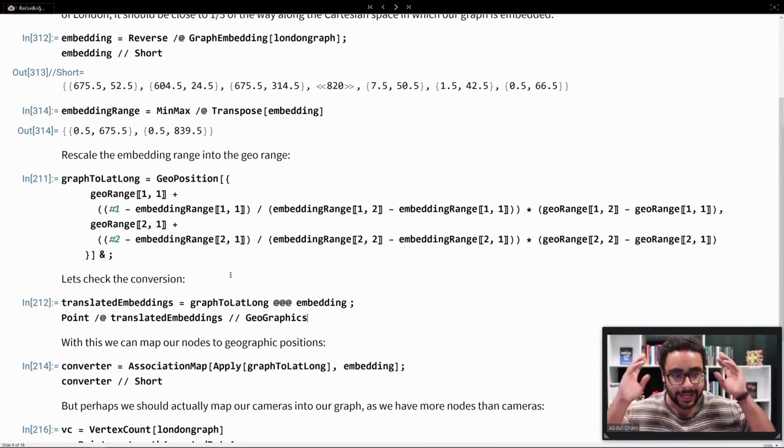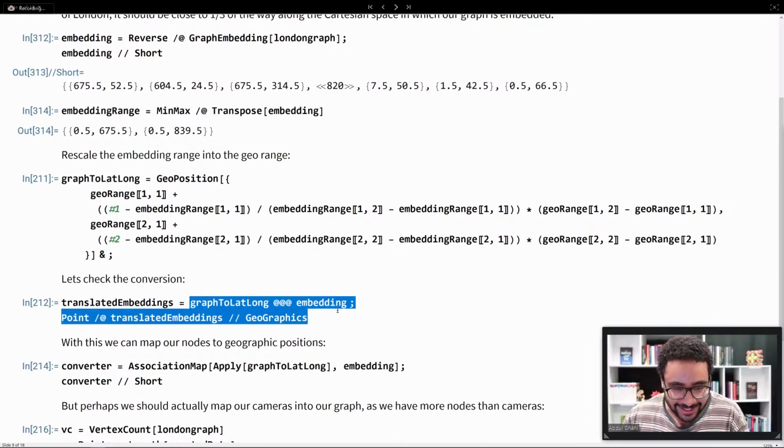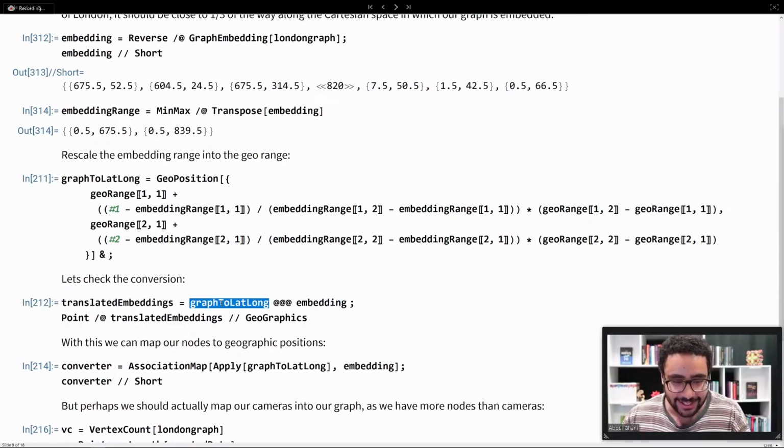Anyway, okay, so we've done some division and stuff, and maybe I'm not completely sure that I've done things correctly. So it's always good to check. So what's going on here? Translated embeddings is graph to lat long at embedding. What does that mean? This at is map apply.